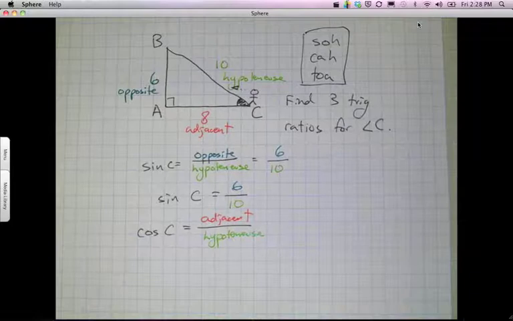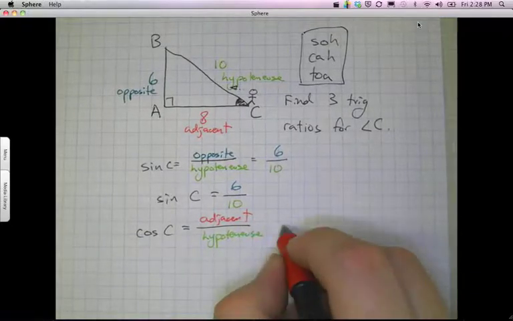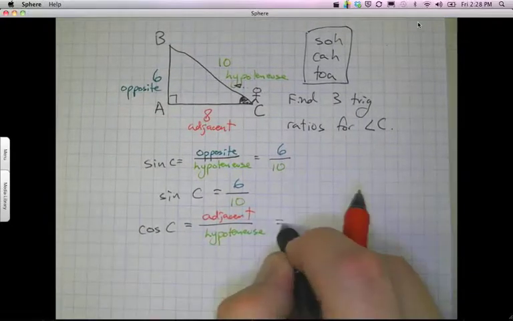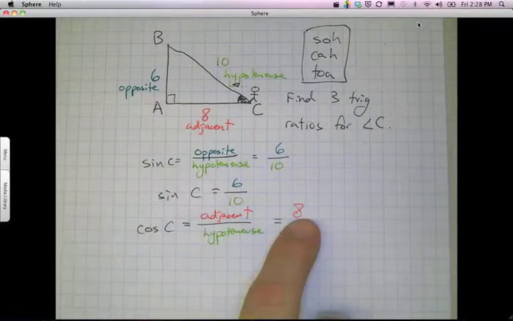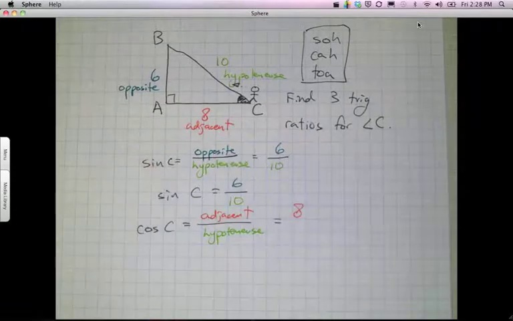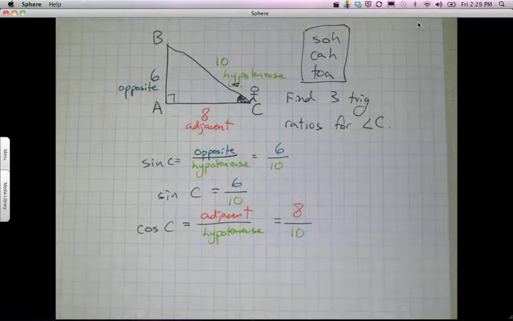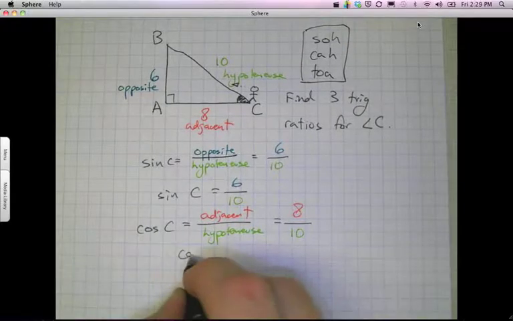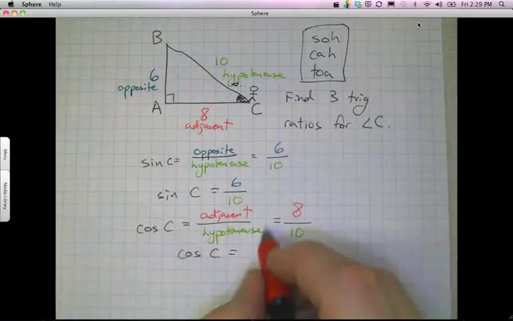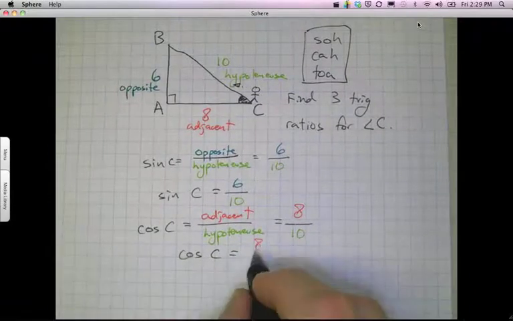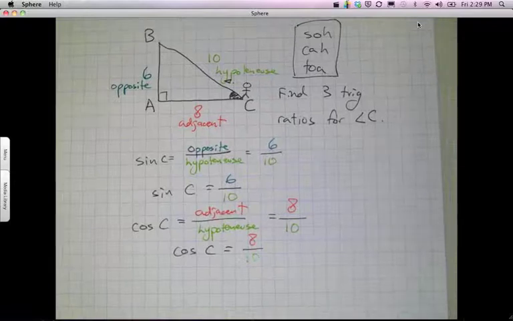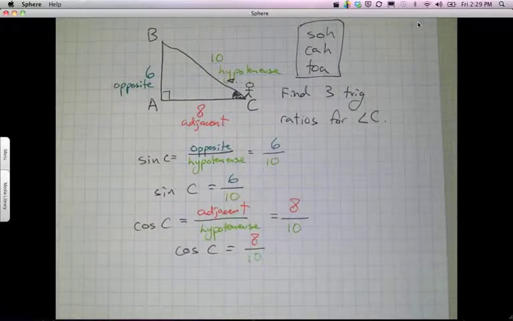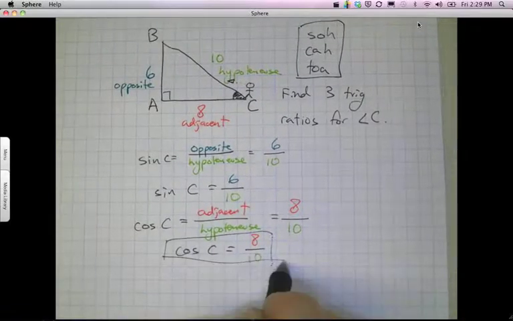Adjacent over hypotenuse. So the adjacent for this problem is going to be what? 8. Yep. You might want to turn the sound off if you're watching this, or else it's going to be really confusing. But the adjacent is 8 from this problem. And the hypotenuse, what is it? 10. Yep. So cosine C for this one is going to be 8 divided by 10. And so far you've got the cosine and the sine. Put little boxes around them to mark them off.